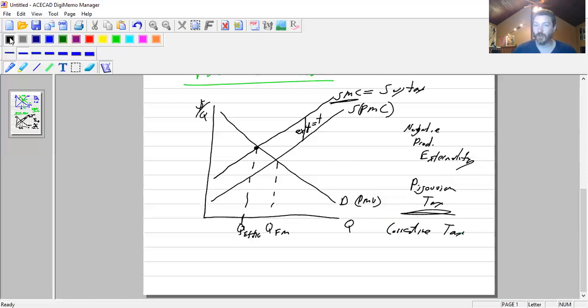It's also called a corrective tax because it corrects for that market failure. Okay? A Pigouvian tax or a corrective tax. It corrects for the market failure. And this is also what we call, you see this in my notes.